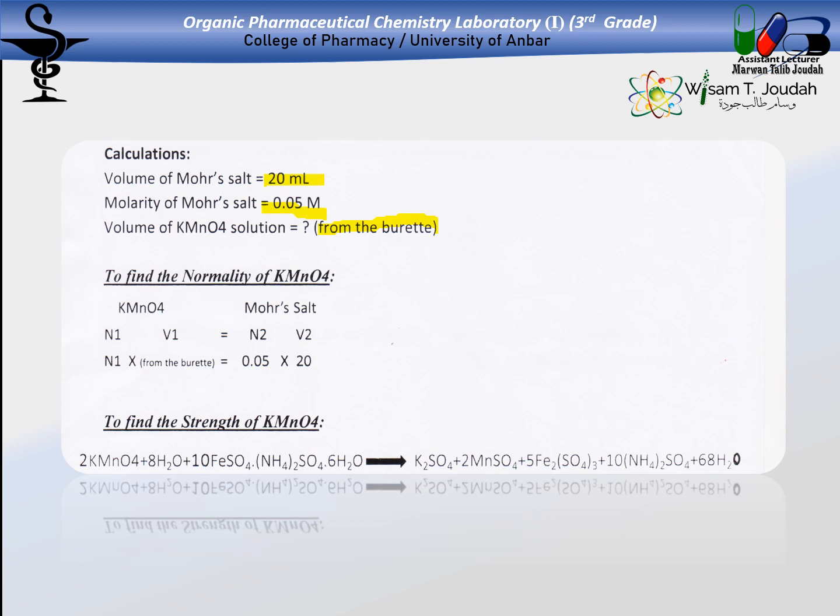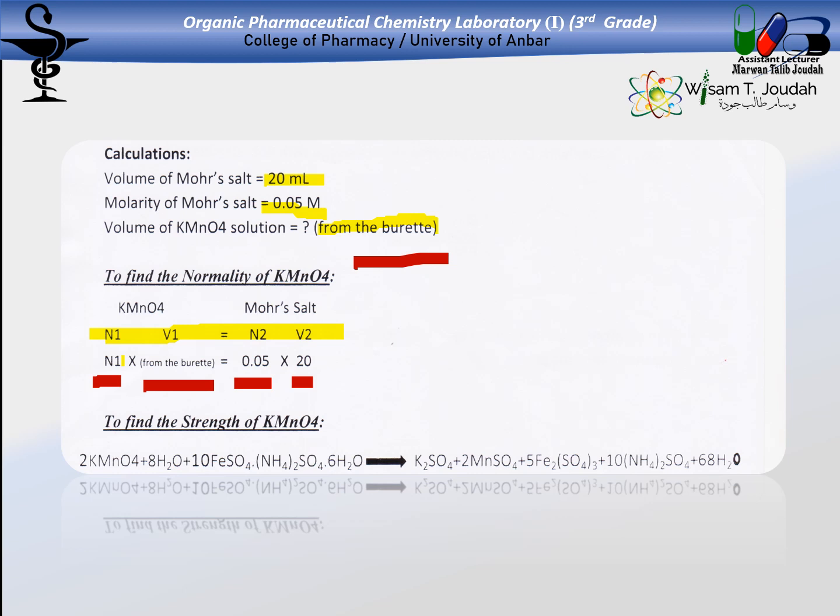So this is the general law that we use to find the normality with dilution. It's called the dilution law. N1 V1 is N2 V2. N1 times the volume from the burette. So this is the one that we want to calculate, the normality of the KMnO4 in the burette, and we have 0.05 times 20, and we get the normality of KMnO4.